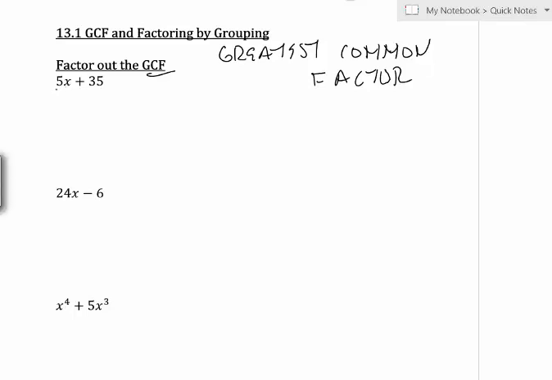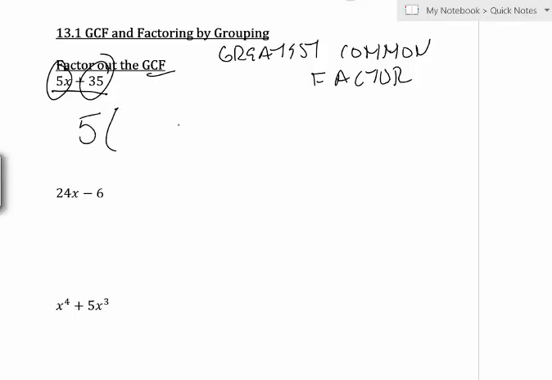So I want you to notice here we have 5x plus 35. That polynomial has two terms. The first term is a 5x, the second term is a 35. So I'm trying to figure out what's the biggest number that goes both into 5x and into 35. Well, that number would be 5.